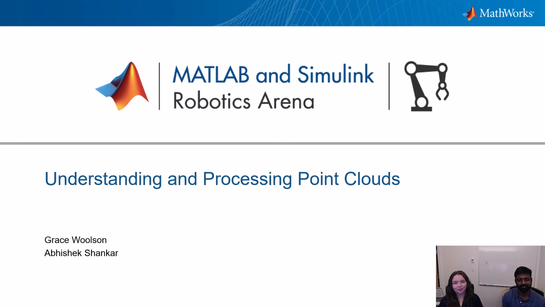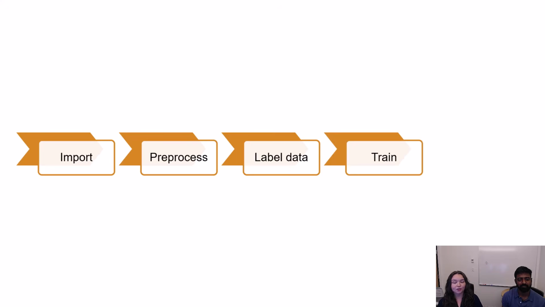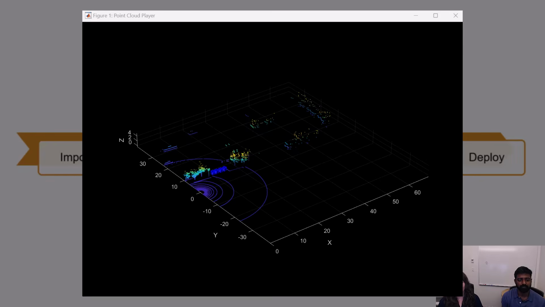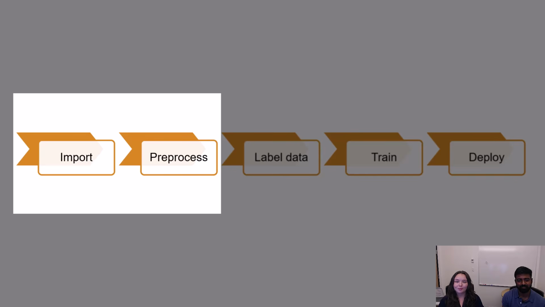And in this video series, we're going to show how you can use LiDAR data to perform 3D object detection. We're going to go through all of the steps of this workflow, from importing and pre-processing your data, labeling it in preparation for deep learning, actually training a neural network, and deploying your network to hardware or other projects. By the end of the series, you'll have a trained neural network that can detect objects from incoming LiDAR data. But for this video, we're going to focus on importing and pre-processing.